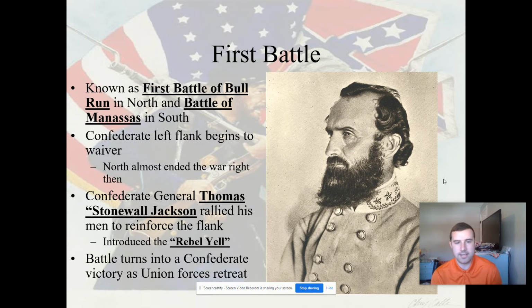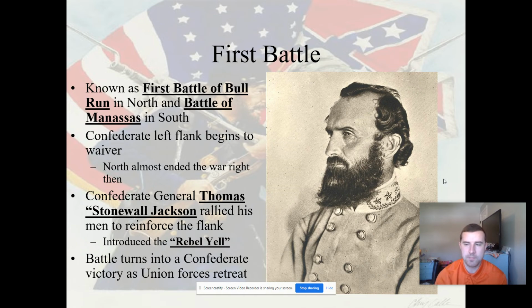Now, a flank is essentially the side of an army. So if you have the whole wall of the army moving forward, it's basically the edges of that. Okay. And Stonewall Jackson introduced something called the Rebel Yell. And the Rebel Yell is essentially the Confederates leading a charge, showing aggression against the Union soldiers. And Stonewall Jackson was able to rally his troops to defeat the Union forces. And the Union forces are going to retreat northward.